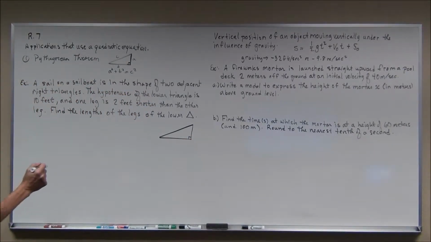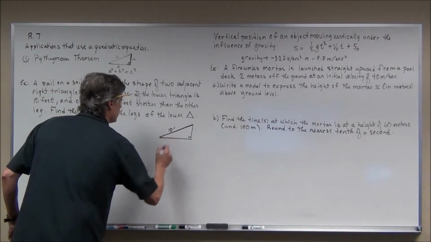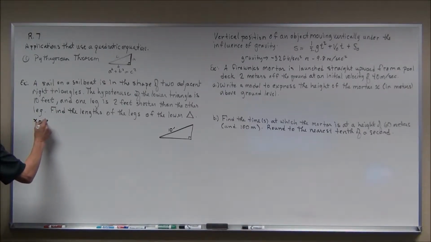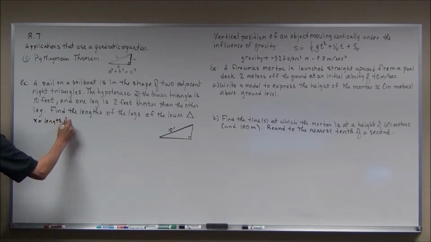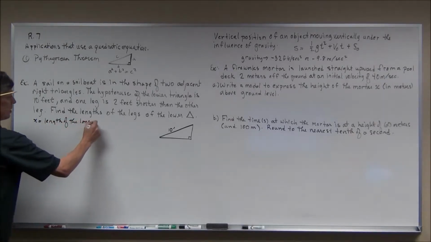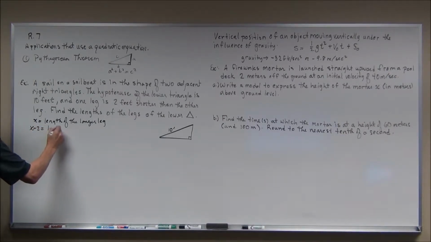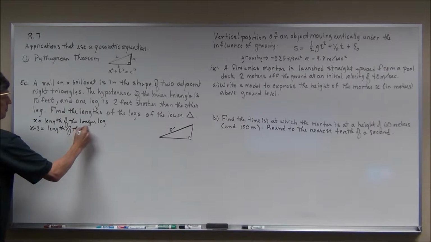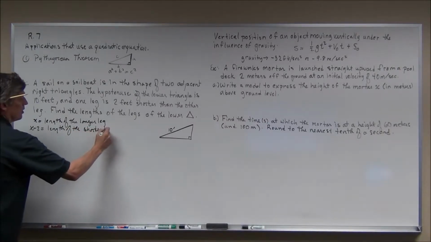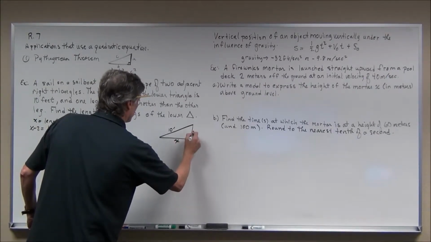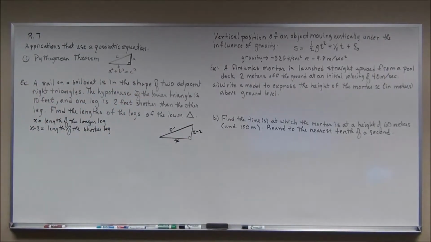And we know that the hypotenuse is 10 feet. But we do not know the lengths of the legs. It just says one leg is 2 feet shorter than the other leg. So I'm going to let x be the length of the longer leg. So that means that x minus 2 would be the length of the shorter leg. And I'm going to go ahead and denote that. We'll call this one here x, and this one is x minus 2 to try to make it look relative to the size of the triangle I've drawn.